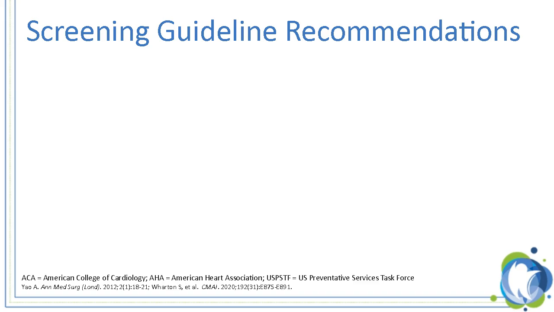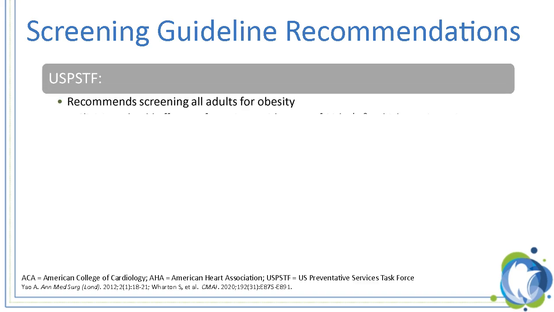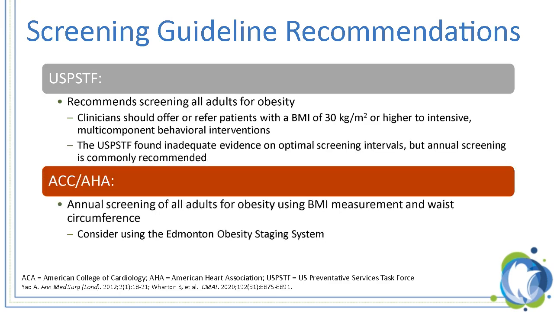Screening guideline recommendations. Here we have two recommendations, one from the US Task Force and one from the American College of Cardiology and American Heart Association. As you can see, the recommendations for screening all adults for obesity include the utilization of body mass index of 30 or higher, with or without the use of a waist circumference, which can be helpful in certain populations, as we discussed earlier, such as Asian populations.